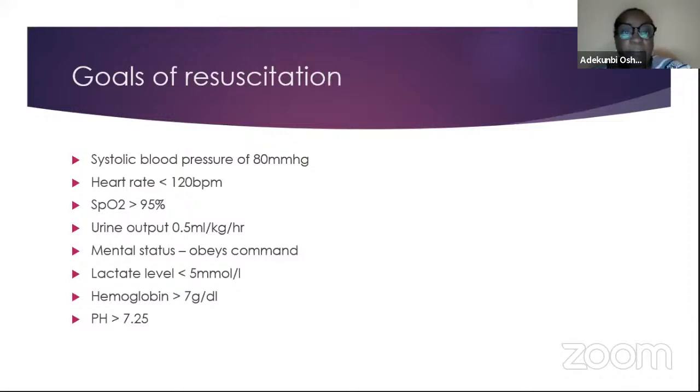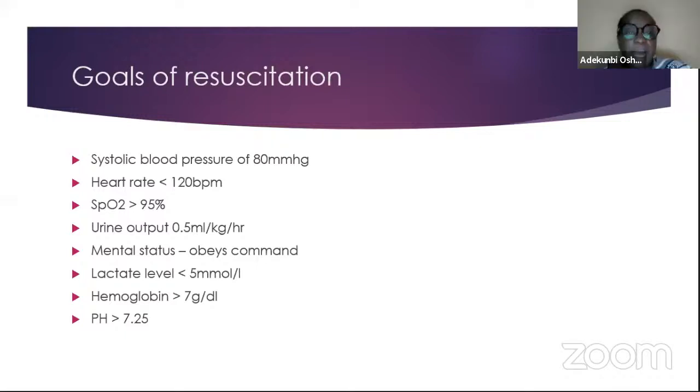You don't just start giving fluid and just say, oh, I want to just give fluid and give it. You must also remember that there's a risk of overload, and there's also a risk of massive blood transfusion when you give too much blood in this patient. So our goals of resuscitation include a systolic blood pressure of 80 millimeters of mercury. You want to make sure the heart rate is less than 120 beats per minute, the saturation of oxygen is greater than 95%, and urine output of 0.5 mils per kg per hour.